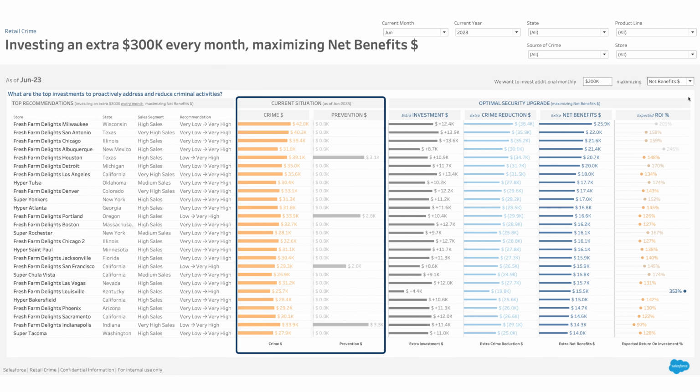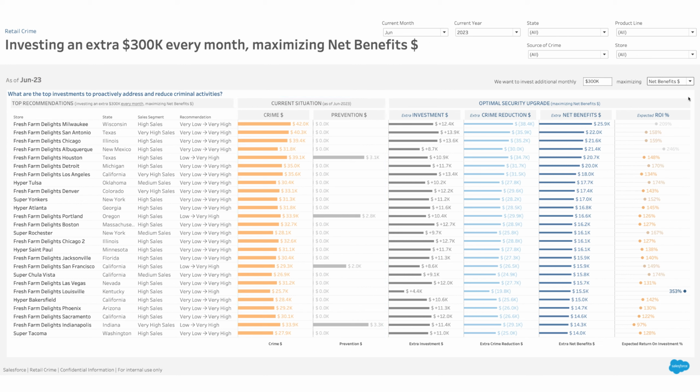Secondly, what is the current situation in terms of investment and the cost of crime the store is currently experiencing? On the right, what would be the additional cost of this upgrade? What impact will this have on crime reduction? And finally, what are the expected benefits and return on investment of this upgrade?